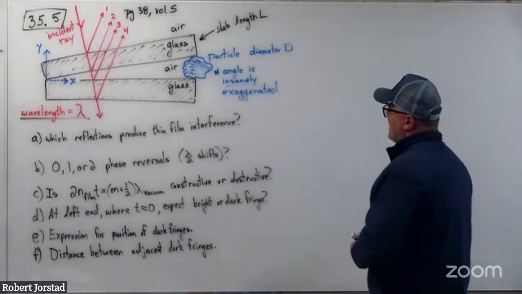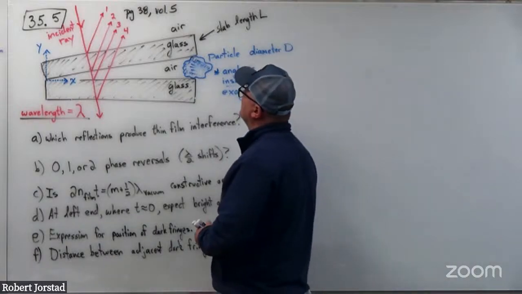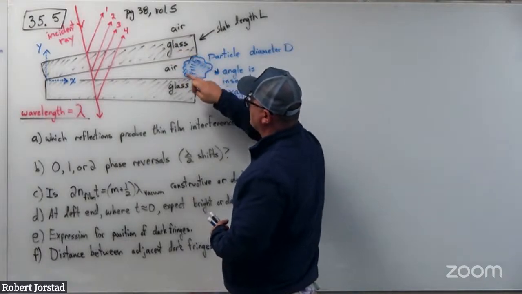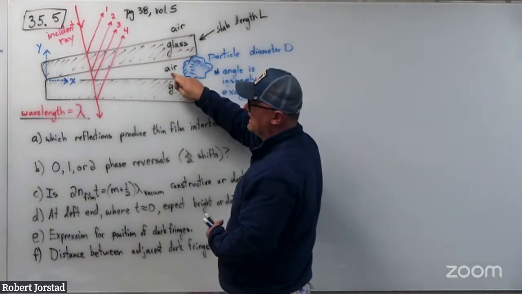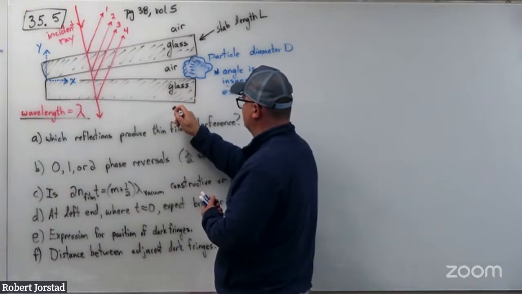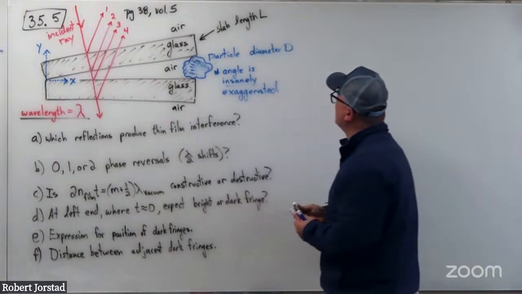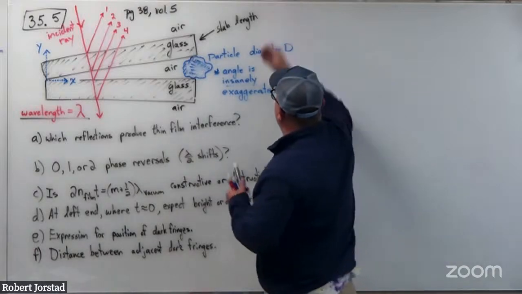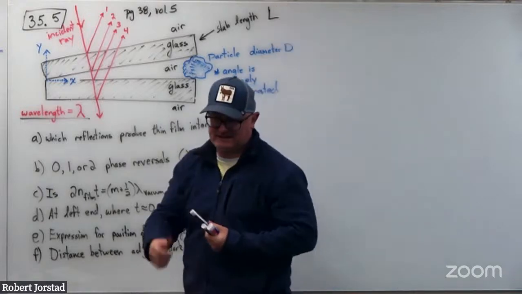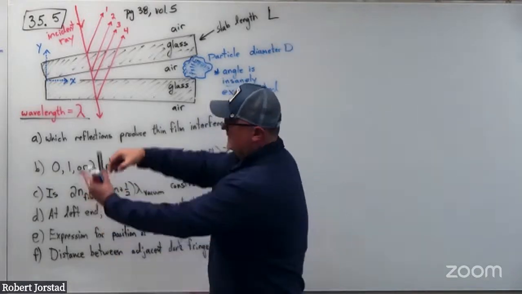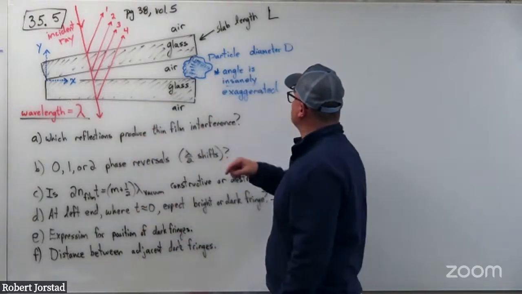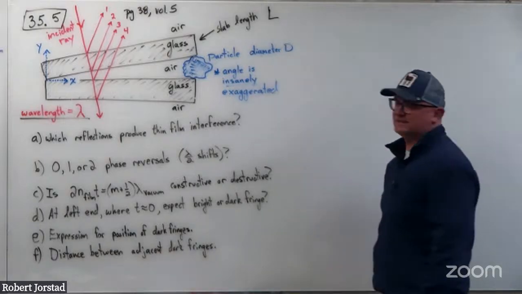There's an incident ray coming in, and then there's air, then one glass plate. This particle causes a tiny air gap between the glass plates, then there's glass, and then down here we'll assume there's air again. All right? The glass slabs each have length L. So the piece of glass has distance L. The little particle that's in here, we're going to assume has some diameter D.